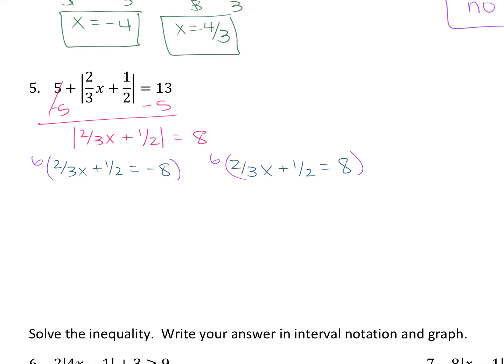For the equation on the right, it's going to give us 3 times 2, 3 goes into 6 twice, so 2 times 2 is going to give us 4x. The 6 times 1/2 is 3, and the negative 8 times 6 is negative 48. From here, we are going to move the 3 over and subtract it from both sides. That gives us 4x is equal to negative 51. We divide each side by the 4, and we get that x is negative 51 over 4.